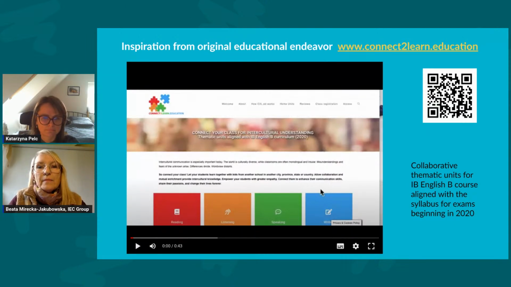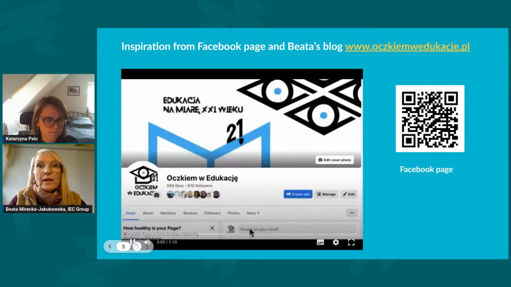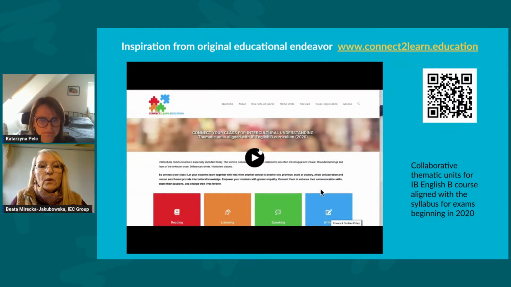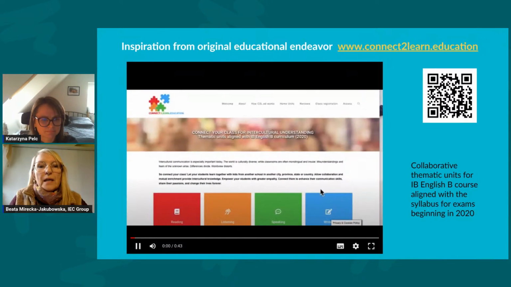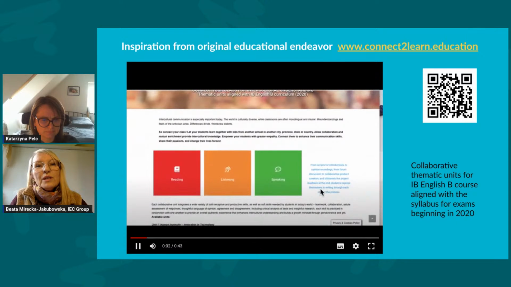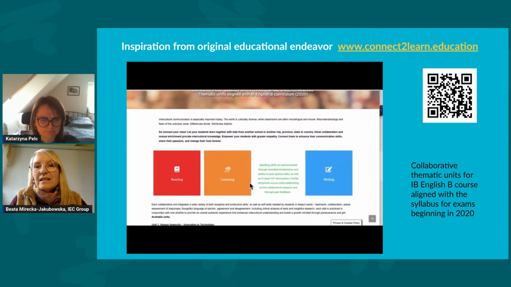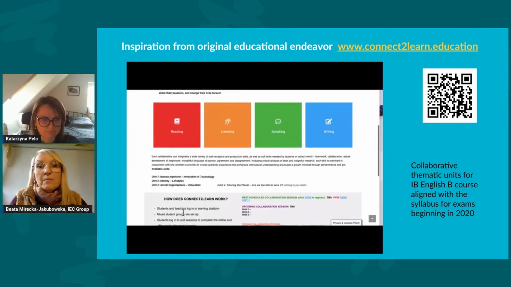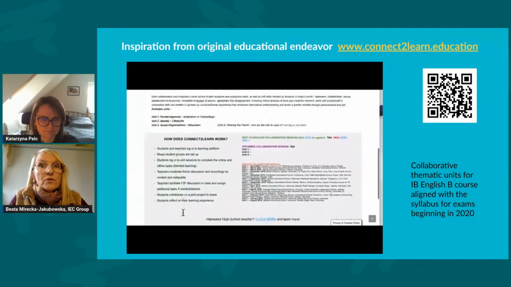which were connected to the topics that were in the new syllabus for the exam 2020. Okay, and what happened before was that many teachers are often reluctant to participate in such connections because they say that they don't have time, they have a curriculum to run.